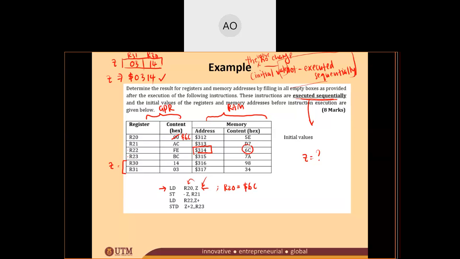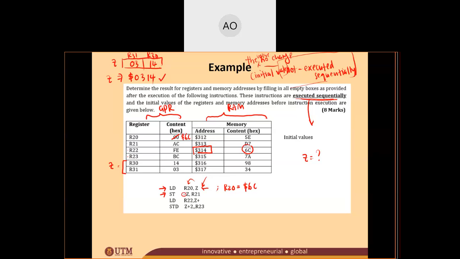Okay, next, the second instruction, ST minus Z. You see here, the minus is in front of your Z. What happened? This is a post what? Post decrement, because you need to decrease your address Z, and then after that, store to that location.